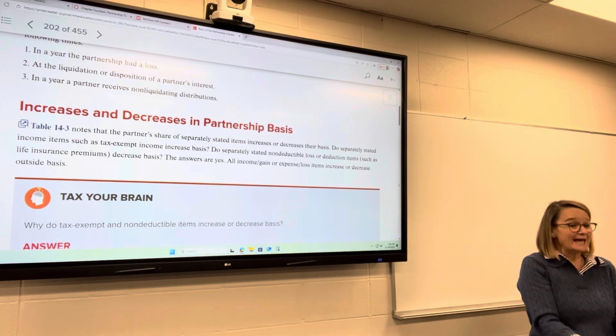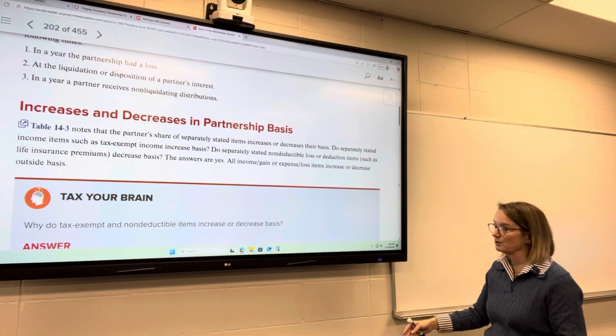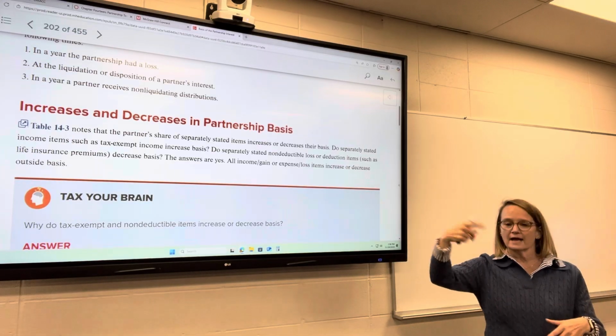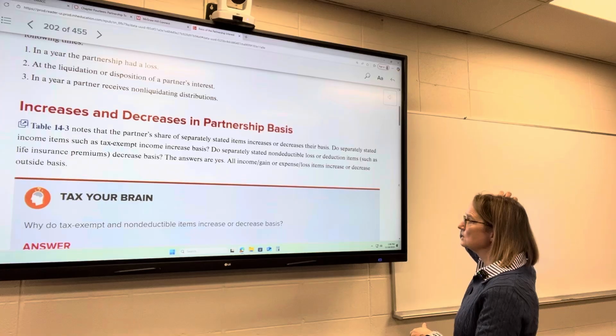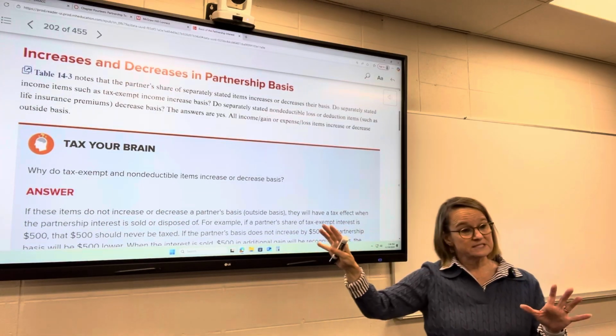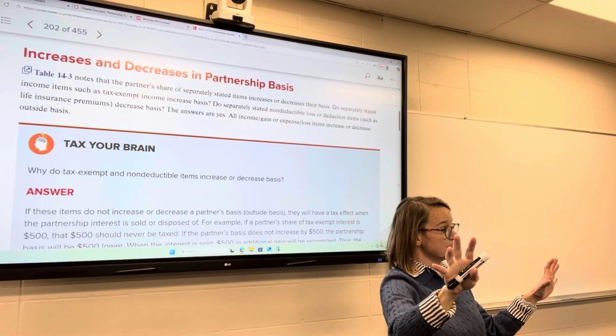And then we come to an ending basis in that partnership, which carries over to the next year, and that's going to be our beginning basis. So, separately stated items, even if they're non-deductible.